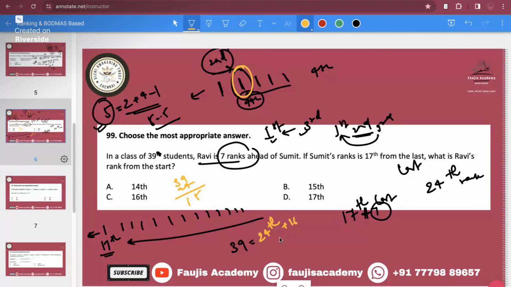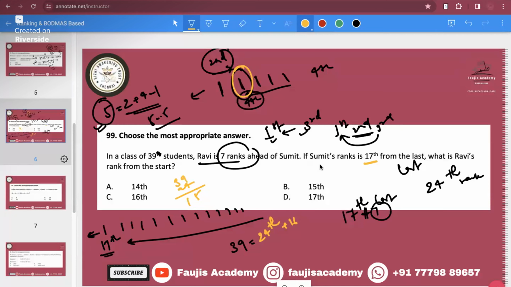Sir, is it 24 or 23, sir? See, this is 27th rank. I'm talking about rank. So 17th from the last means 23rd only, sir, or 24? Yeah, I'm just talking about that. Let's not reason it over there.